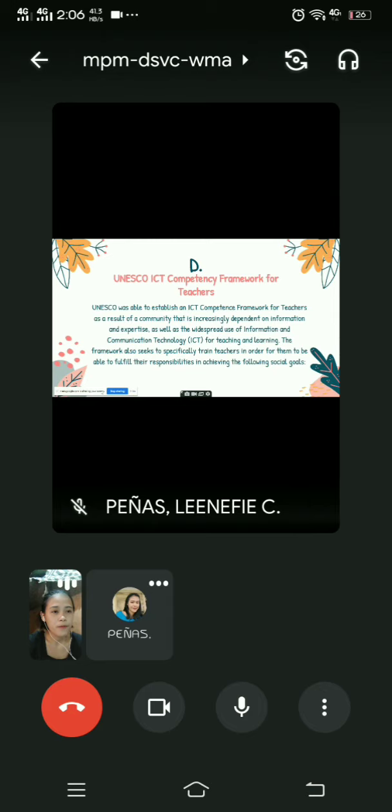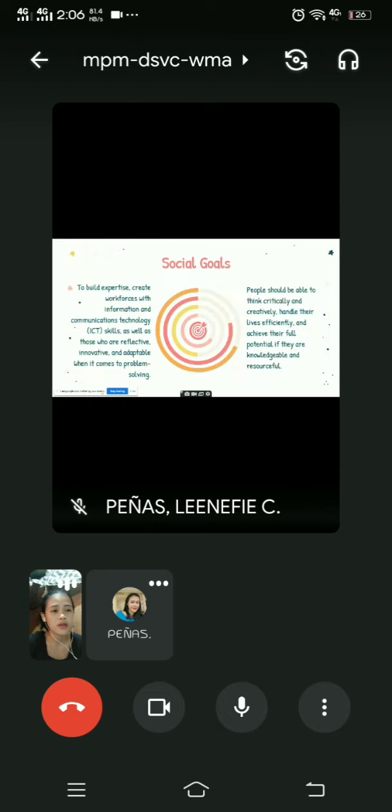So UNESCO set competencies for teachers, and for them to be able to fulfill their responsibilities, they must achieve the following social goals. We do have four social goals. First is to build expertise, create workforces with information and communication technology skills, as well as those who are reflective, innovative, and adaptable when it comes to problem solving.